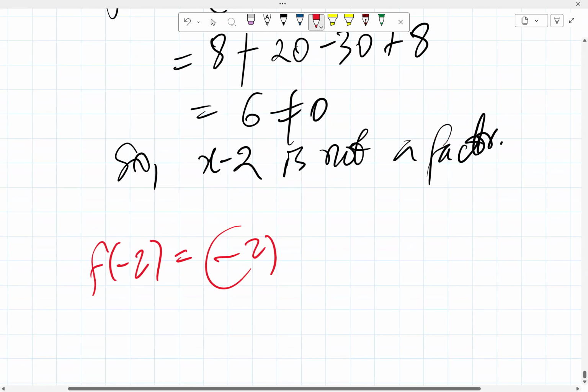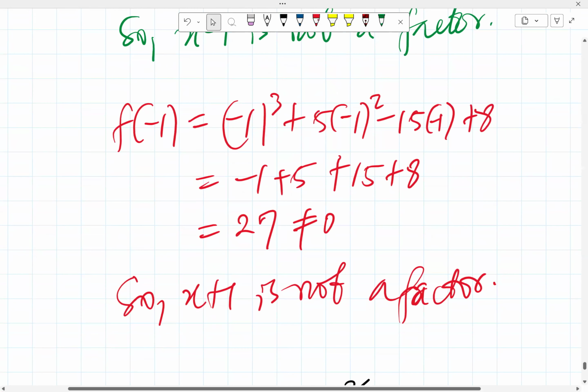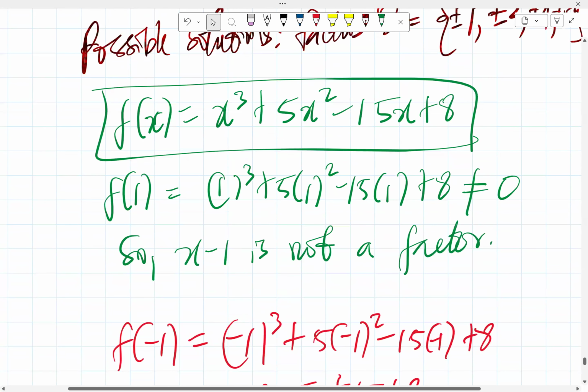So I have minus 2 raised to power 3, then 5 times minus 2 squared, then minus 15 times minus 2, then plus 8. I suspect this is not going to work too, but it's okay. So we have minus 8 plus 20 plus 30 plus 8. That gives 50, which is not equal to 0. So again, x plus 2 is not a factor. I think this is getting too long.